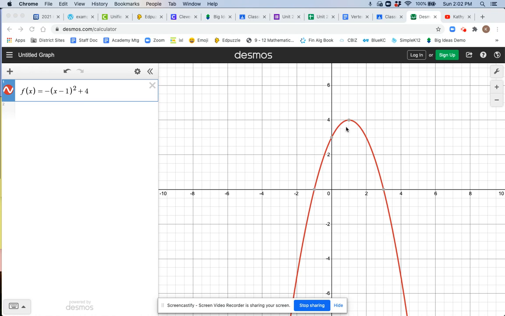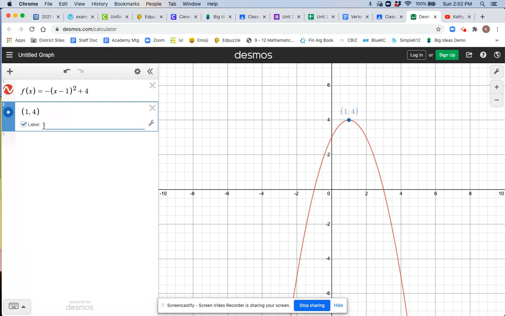And so to find my vertex, I click up here where I change directions. And I see that my vertex is (1, 4). So I put that point in, (1, 4). And then I want to label that point as my vertex. And this time I notice that it is the highest point on my graph, so my vertex is a maximum.